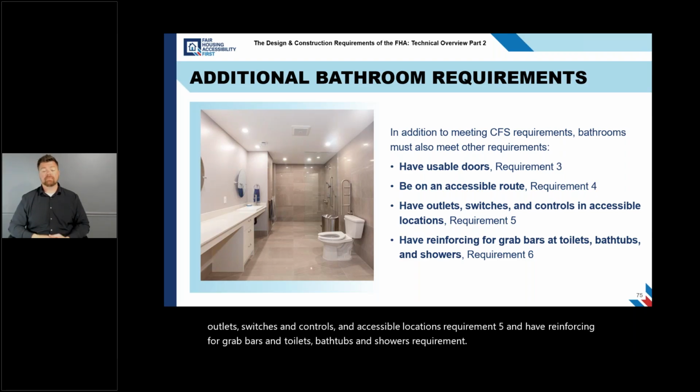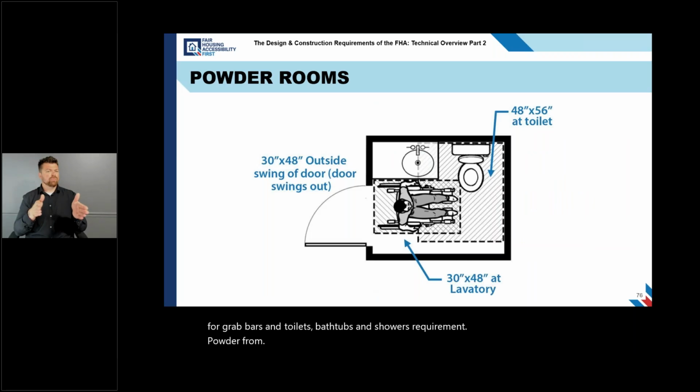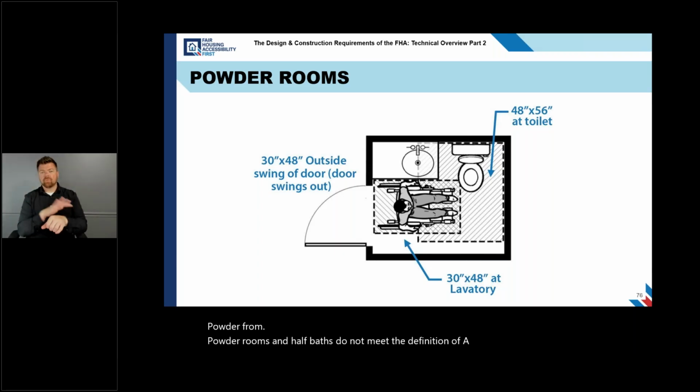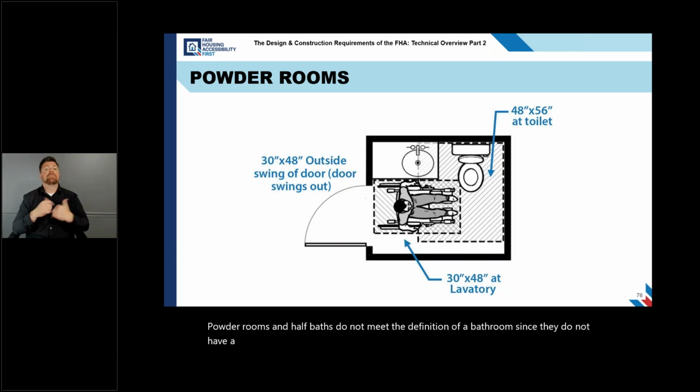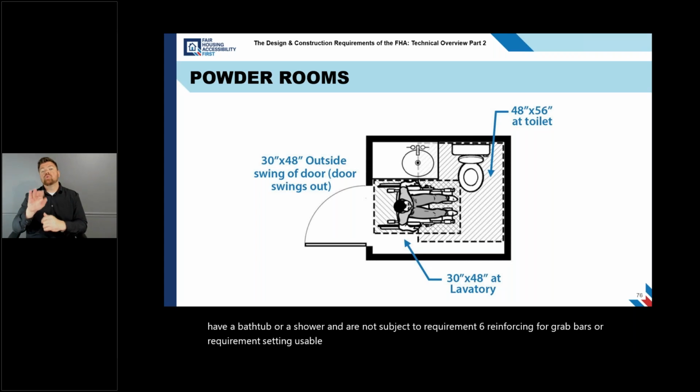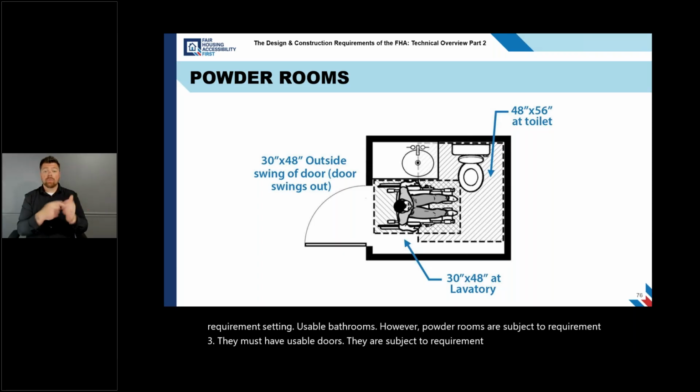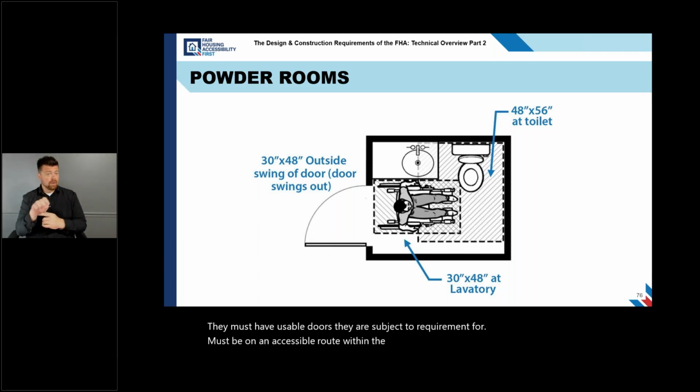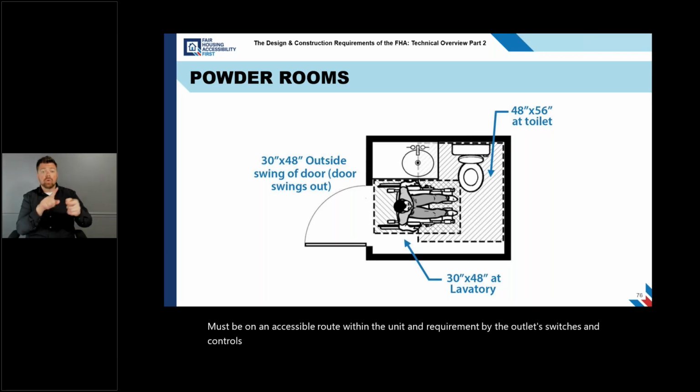Powder rooms. Powder rooms and half baths do not meet the definition of a bathroom since they do not have a bathtub or a shower and are not subject to requirement 6, reinforcing for grab bars, or requirement 7, usable bathrooms. However, powder rooms are subject to requirement 3, they must have usable doors. They are subject to requirement 4, must be on an accessible route within the unit, and requirement 5, the outlets, switches, and controls must be in accessible locations.